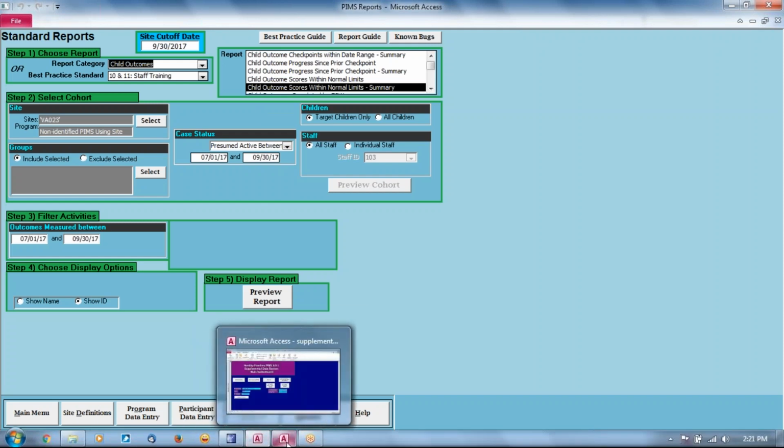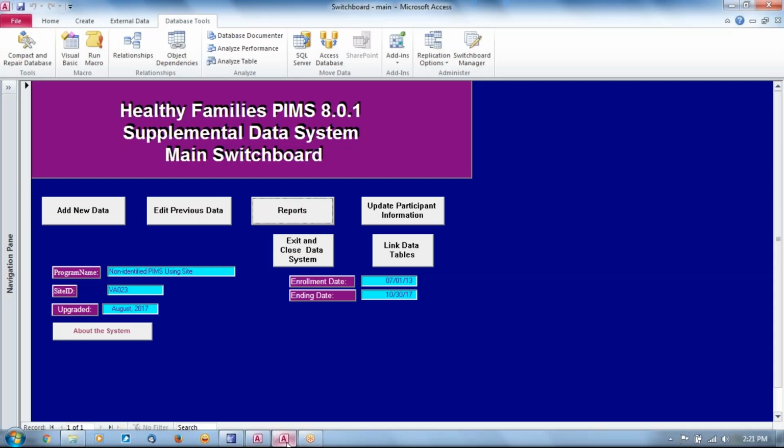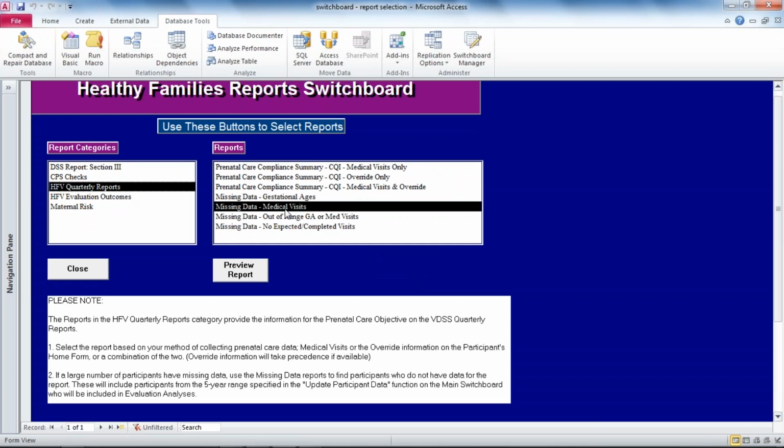Now, before we go to the standard reports menu for PIMS, I want to show you some of the data analyses that are available on your outcomes in the supplemental system. From the main switchboard of the supplemental system, you would go to HFV quarterly reports, which is a new category of reports in your newly updated supplemental system.